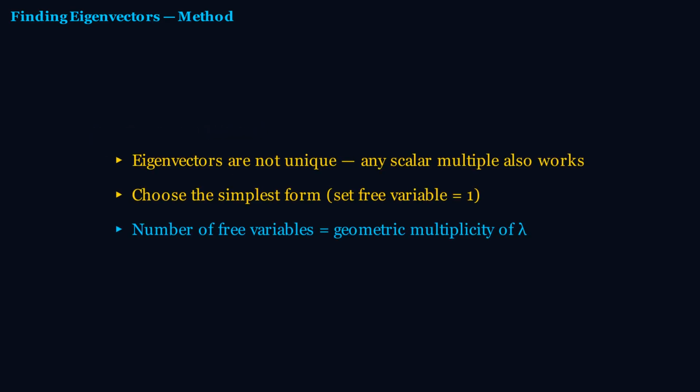Important: the eigenvectors are not unique. Any non-zero scalar multiple of an eigenvector is also a valid eigenvector with the same eigenvalue. We typically choose the simplest form, often setting the free variable to 1. Never use the zero vector as an eigenvector, even if row reduction seems to allow it. That would indicate an error in the eigenvalue step.